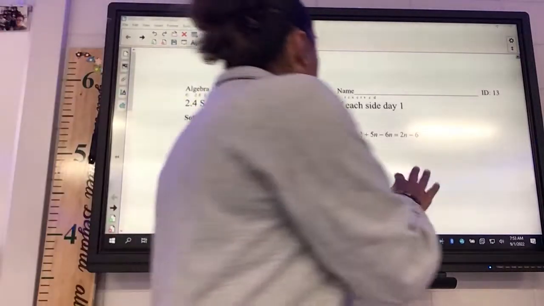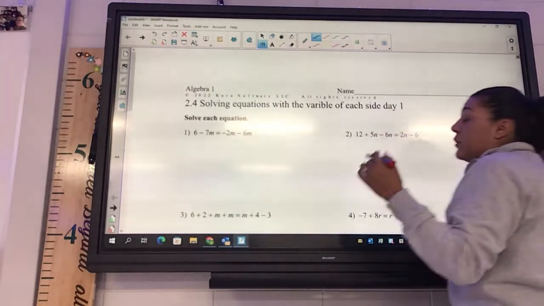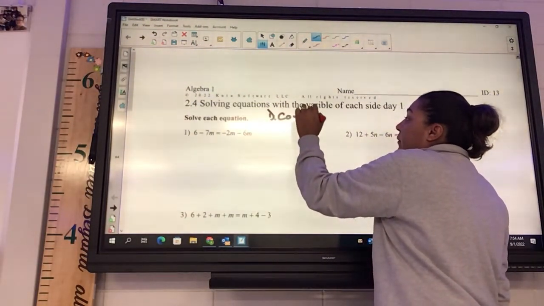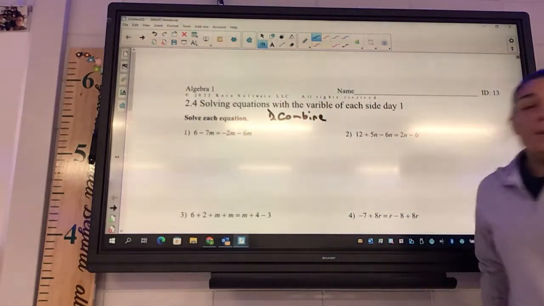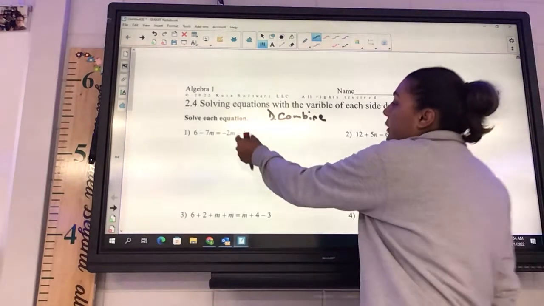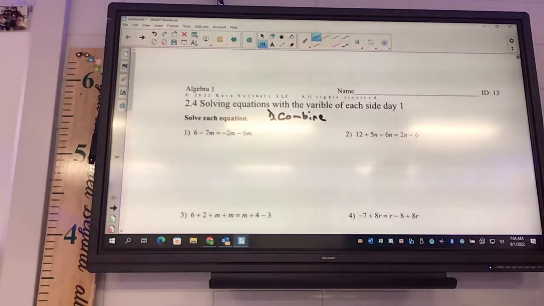Okay, I'm gonna write over here, you don't have to, but your first step, if you're like one of those people that need steps, is gonna be to combine. You need to combine like terms on opposite sides of the equation, okay? So you can see here that there's two m's. That means that we can put these together, okay? Letters go together, numbers go together.